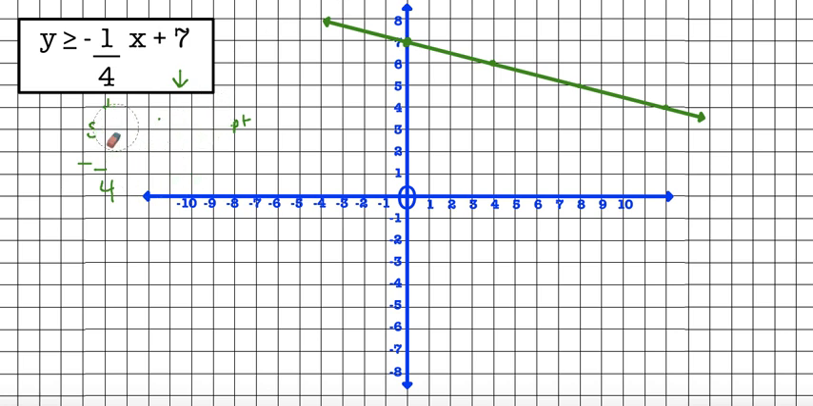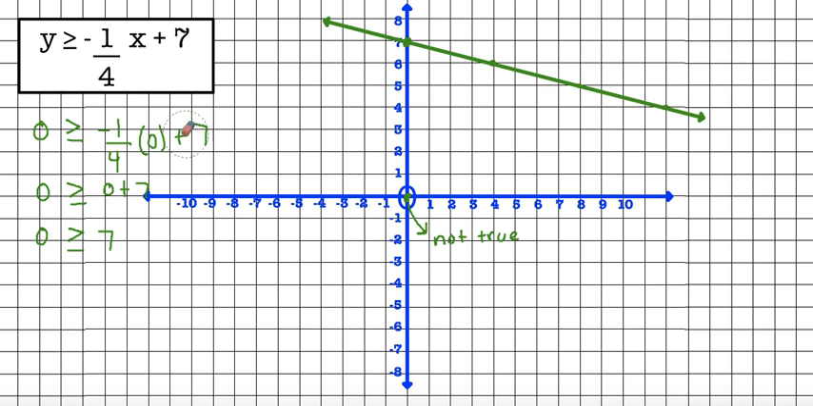So here we're going to test out some coordinates to see which side we should shade. So again, (0, 0) is the easiest point that we could use. So 0 is greater than or equal to negative 1/4 times 0 plus 7. So 0 is greater than or equal to 0 plus 7 because negative 1/4 times 0 is 0. So 0 is greater than or equal to 7. So that is not true, meaning that we should shade above the line.